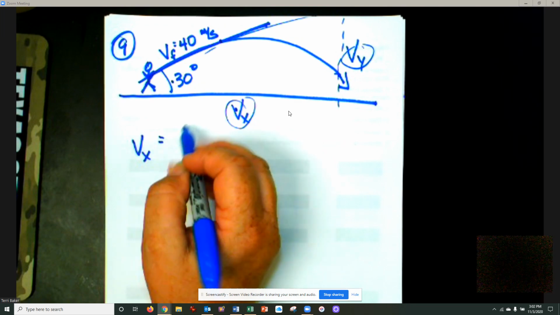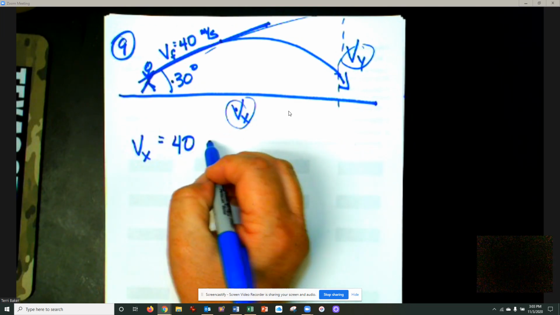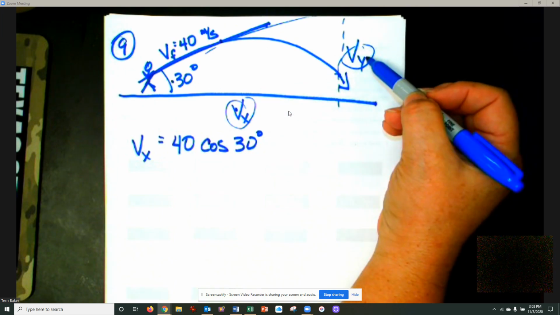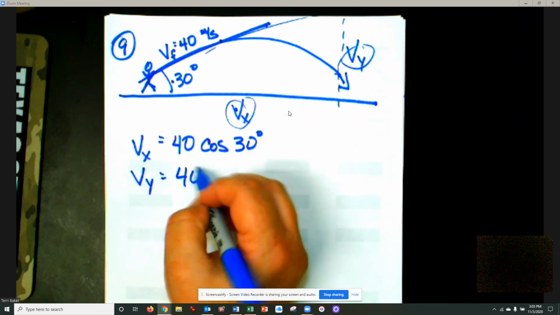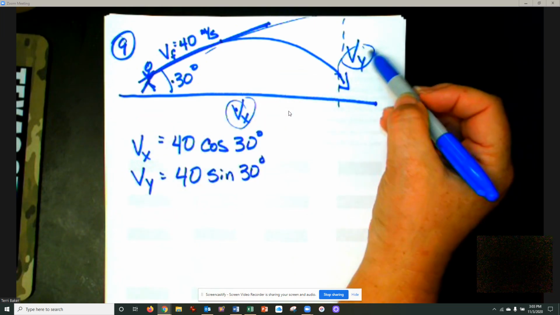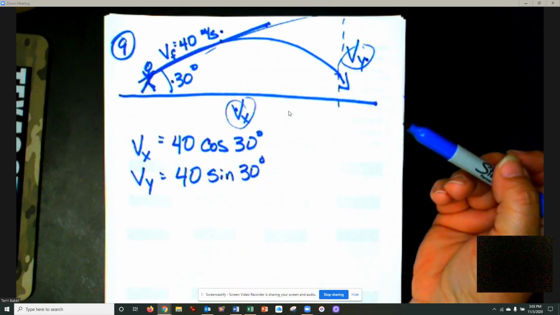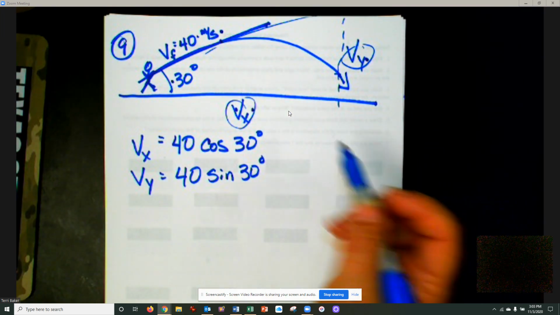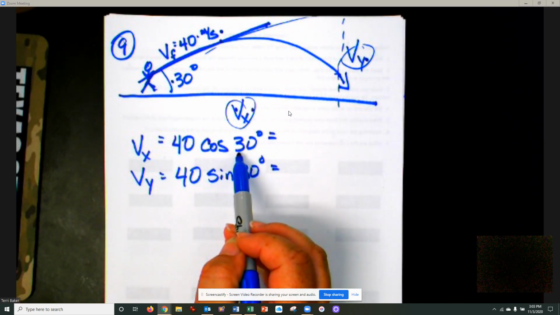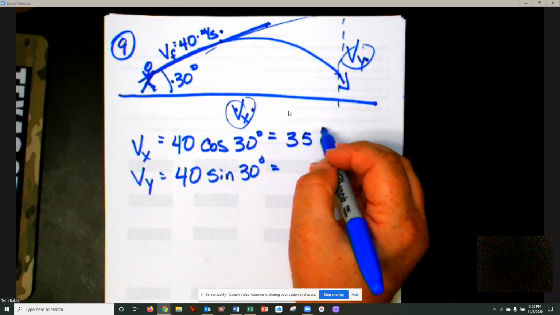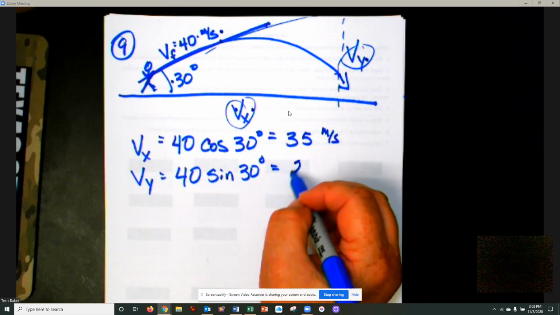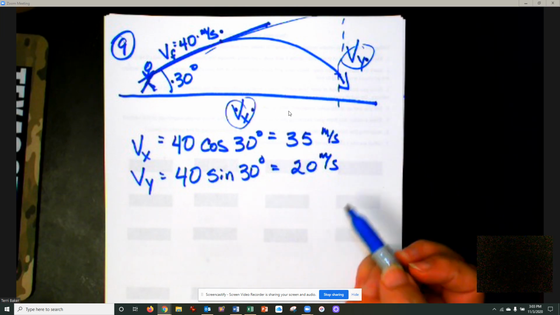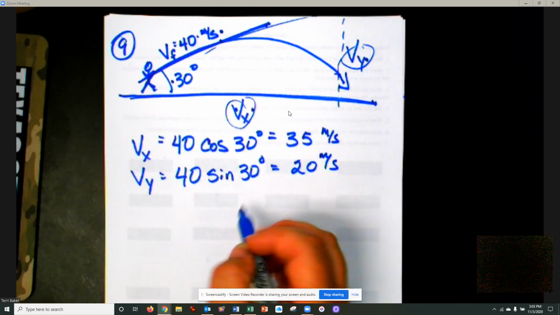So the velocity x is going to be the 40 meters per second times the cosine of 30 degrees. And this leg is going to be Vy, 40 times the sine of 30, because this leg is opposite over hypotenuse, whereas x is adjacent over hypotenuse. Okay? If I do 40 times the cosine of 30, I'm going to get 35 meters per second, and this one is going to be 20 meters per second. Now I want to find my delta x. I want to see how far this traveled.